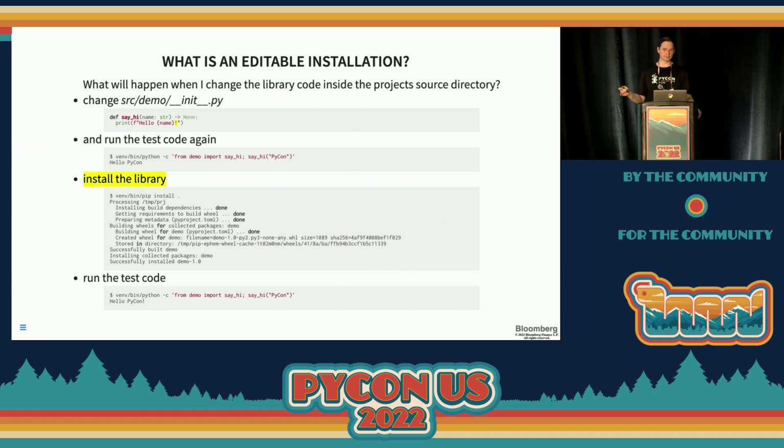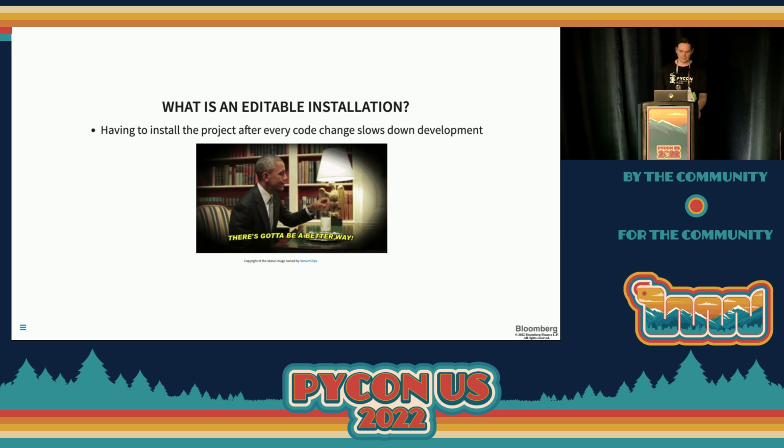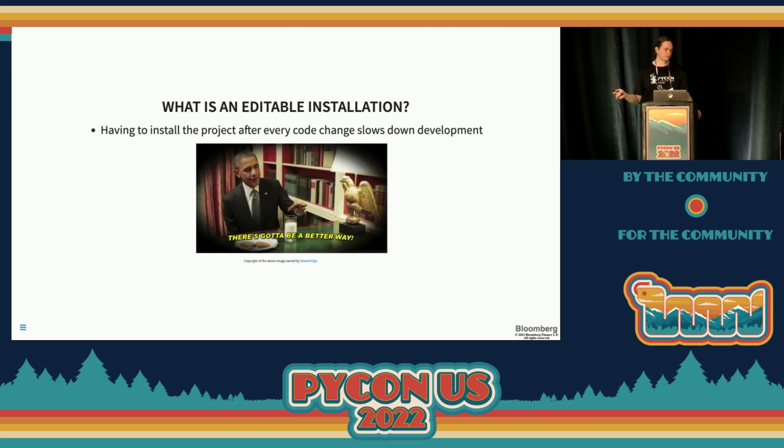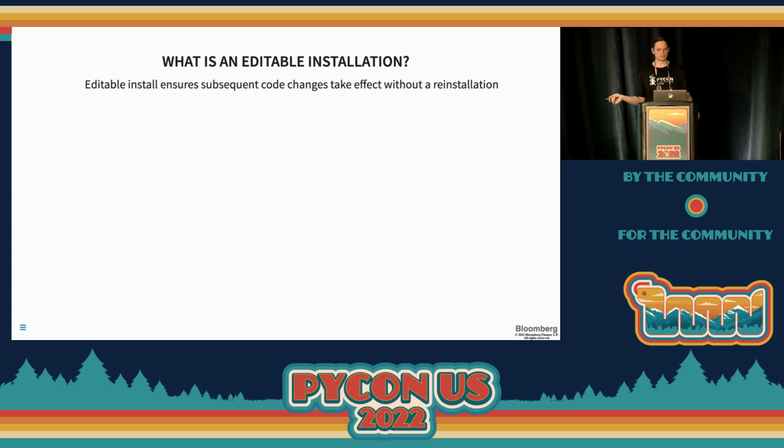Obviously, reinstalling your project after every change is not a good day for anyone. So there must be a better solution than installing the project again whenever you change the code. And the solution that we're looking for is editable installations. Editable installations are a way of installation which allows you to test your project without needing to reinstall it between code changes. Now, you still need to restart your interpreter to pick up code changes. However, importantly, you don't have to reinstall it.